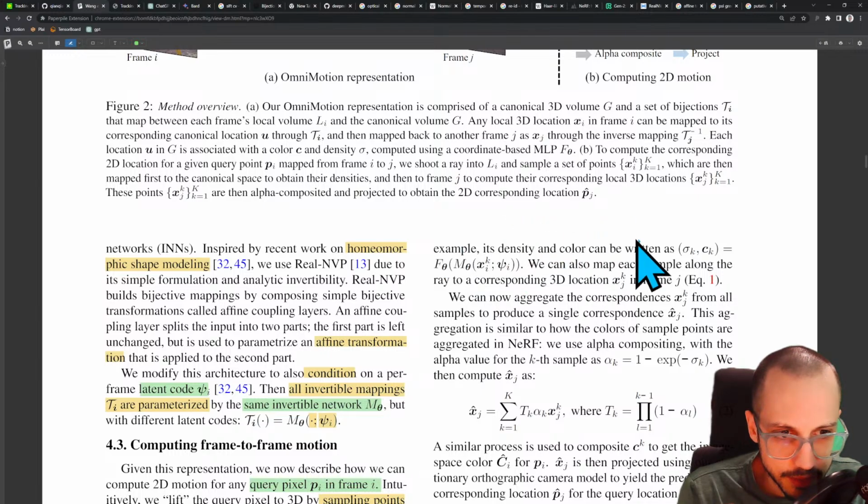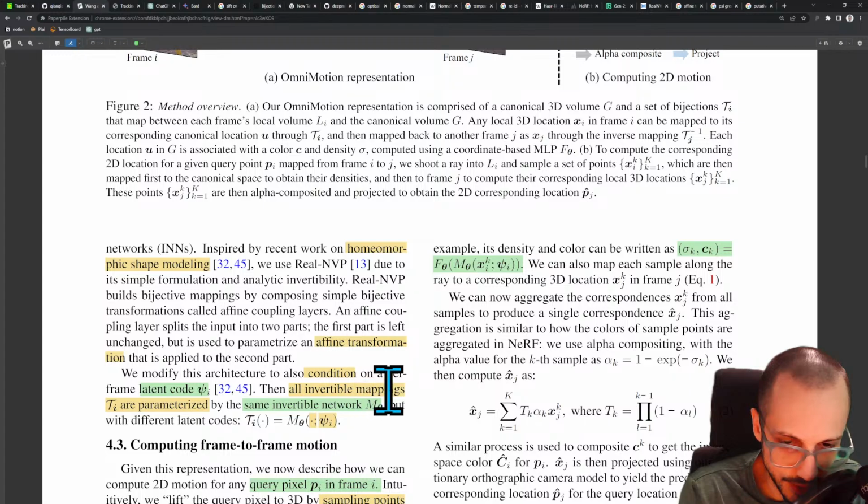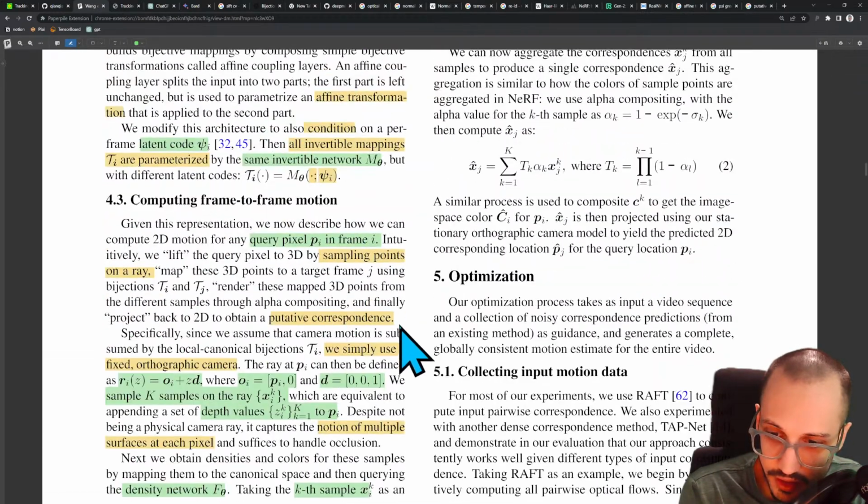Its density and color can be rewritten as sigma k, c k, so this is just the color and the density at a specific point. And there are basically two functions here, two neural nets. The first neural net is this invertible neural net, which maps from a 3D point x i k, conditioned on this latent vector psi i. So you're giving both of those to this neural net m theta. That neural net m theta is producing a mapping. It's giving you a point u, right?